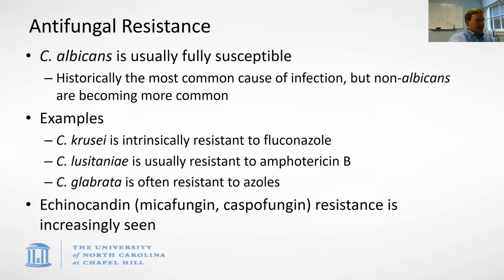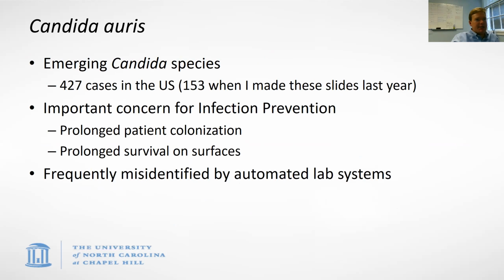So examples are Candida krusei, which is intrinsically resistant to fluconazole. A rare one called lusitaniae is usually resistant to amphotericin B, which makes it unique, but it's not very common. And then glabrata is often resistant to the azoles, and so those are some of the more worrisome ones. We are increasingly seeing echinocandin resistance, and that's a real problem because those are now becoming the first drug we reach for instead of fluconazole for these infections.